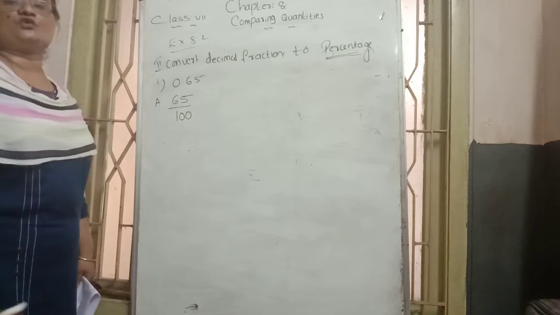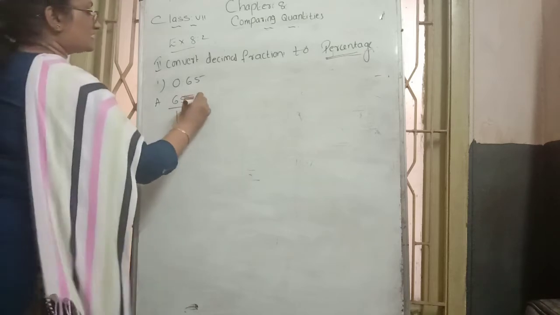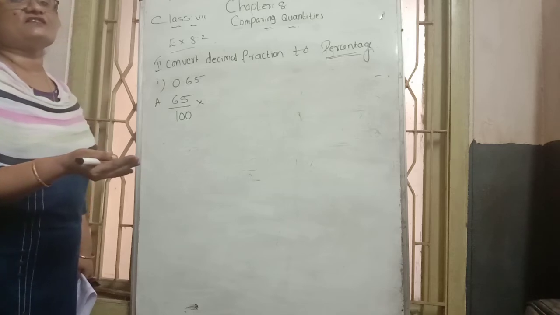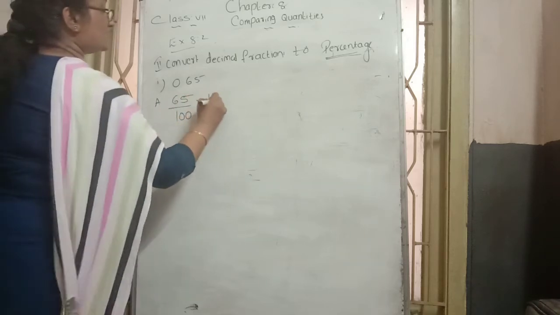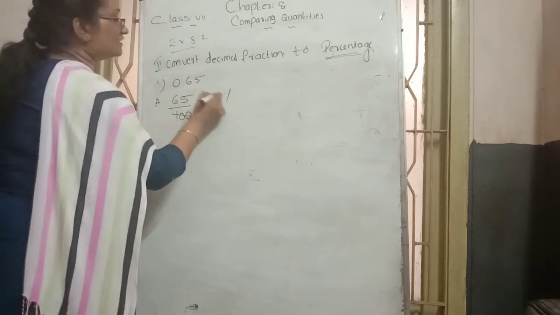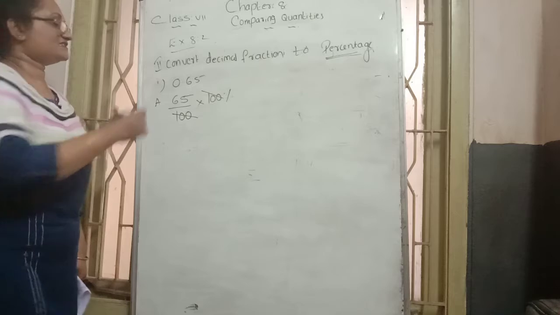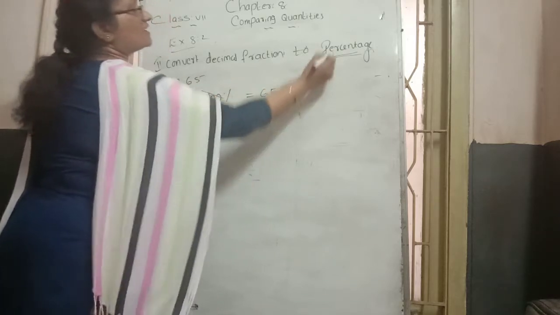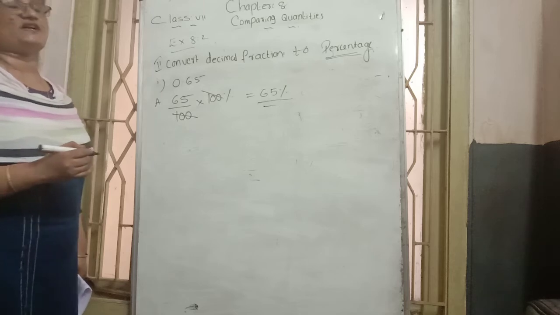So the decimal point is removed. And then we know how to convert to a percentage. Always we multiply with 100%. So multiplied with 100%. Denominator is also 100, numerator part also 100. Cancel. So what is the answer? 65. And remember to keep the percent symbol, because our question is to convert to a percentage.